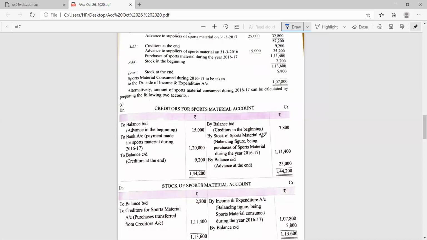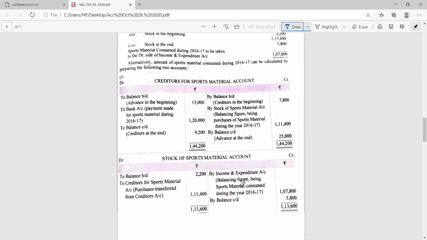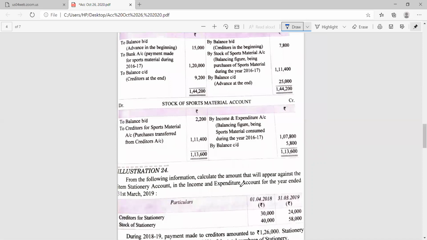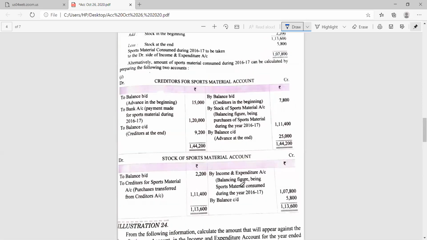Whatever the sports material stock is, that is advance in the beginning, it is to be shown on the debit side. Any payment made during the year is also shown on the debit side. And lastly, you will get the balancing figure as the stock of sports material. But again, I am telling you, you must use the formula. Otherwise, whatever you feel easy. In this way, you also have to prepare the stock of the sports material account as well. In this way, we have to deal with the sports material consumed.